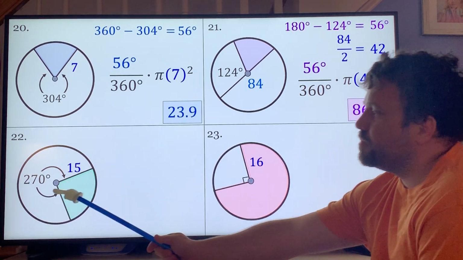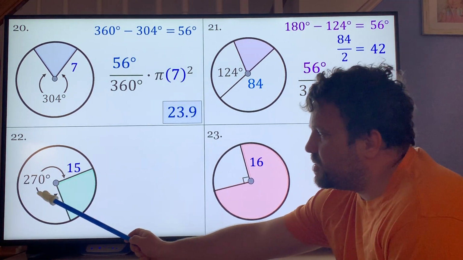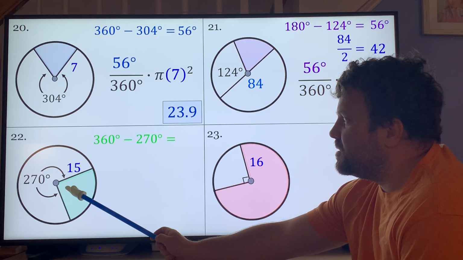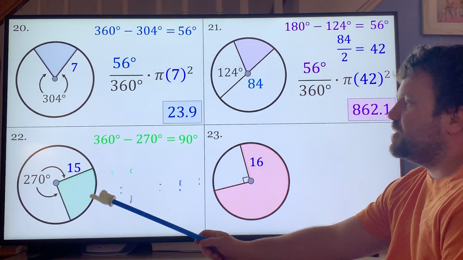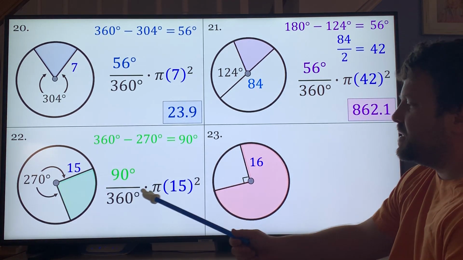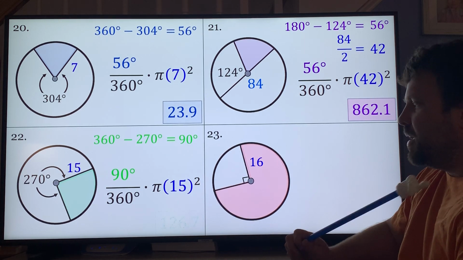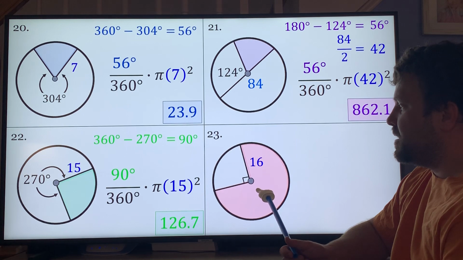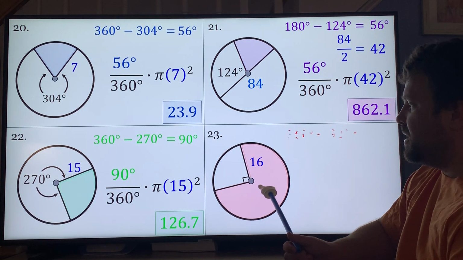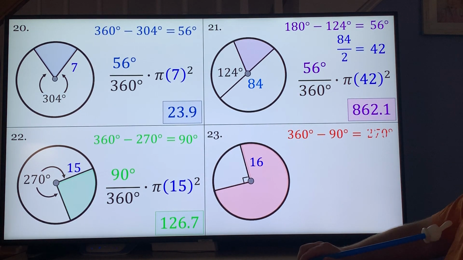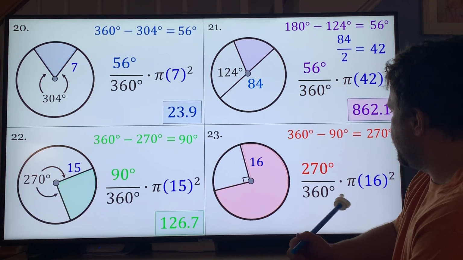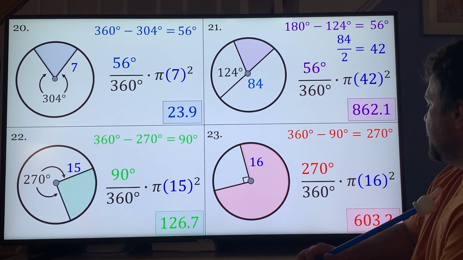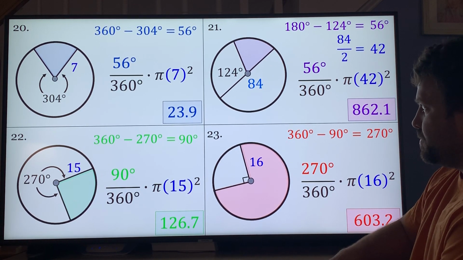Got it? Right here, since this is 270, to find this angle, 360 minus 270 gives you 90. 90 divided by 360 times pi times 15 squared, and your answer is 126 point something. And the last one, since this is 90, this angle is 360 minus 90, which is 270. 270 divided by 360 times pi times 16 squared gives you 603.2. All right?